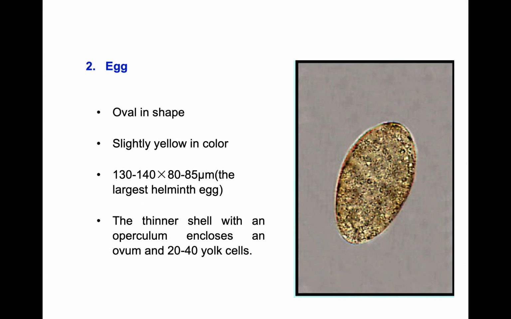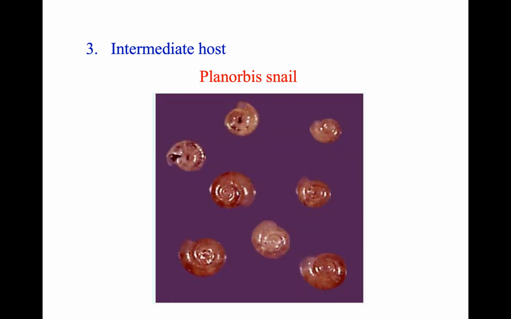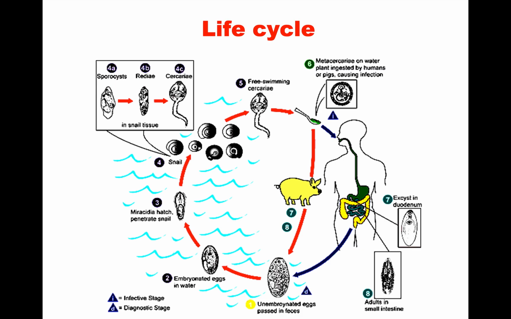The egg is oval in shape and slightly yellow in color, and its size, as you can see, is very huge. It's the largest helminth egg. It has a very thin and smooth shell, and also it has an operculum, enclosing an ovum and many yolk cells. This is the intermediate host picture. This is a Planorbis snail. So the first intermediate host is the snail.